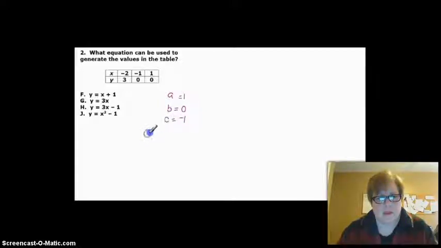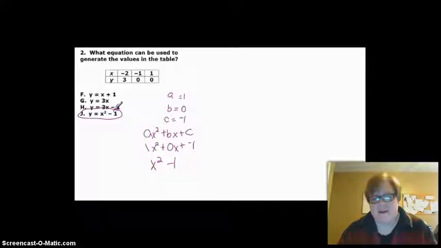And my equation, remember, was ax squared plus bx plus c. So 1x squared plus 0x plus -1 will simplify to simply x squared minus 1, which I have a match for j. Okay, all right.